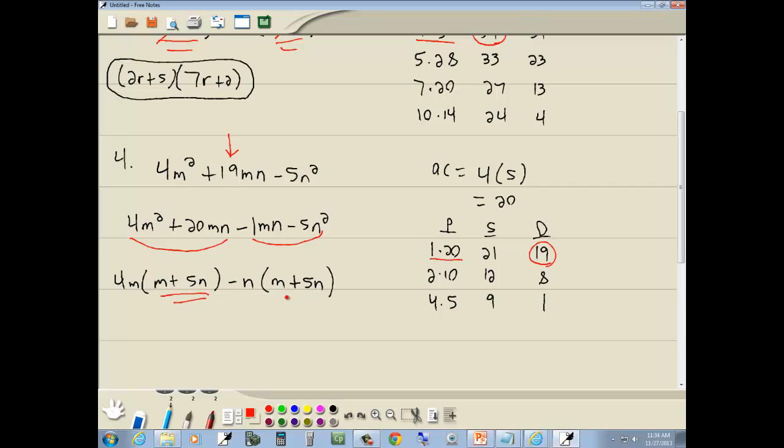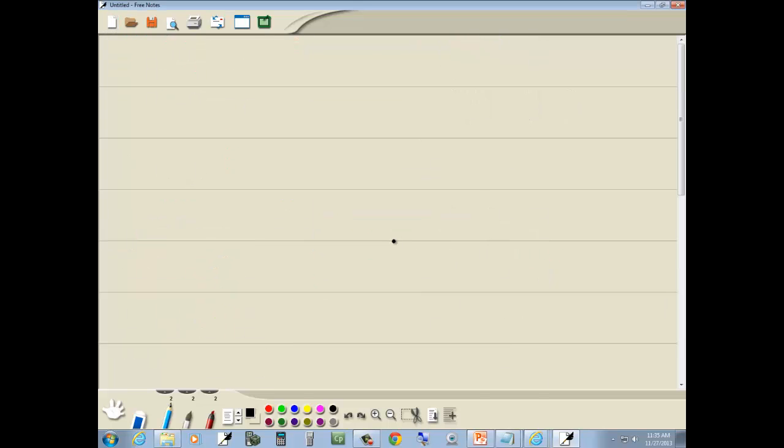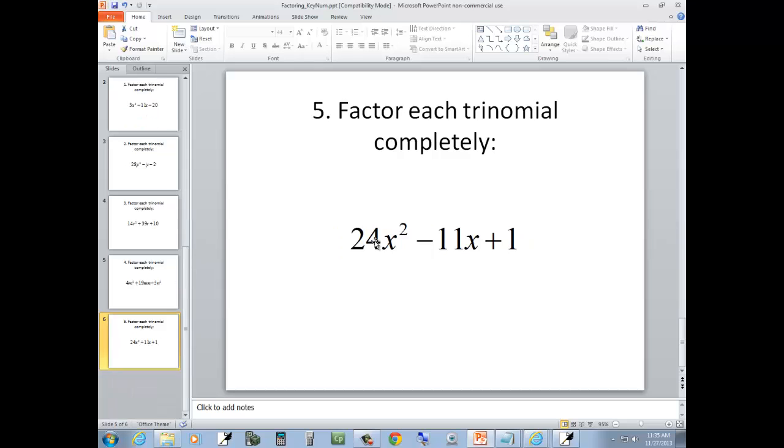The goal was to get the m plus 5n the same in these parentheses, I should say. So we'll factor that out in front. Now to decide what goes in your second set of parentheses, you can now cross out the m plus 5n's. And what isn't crossed out is what goes right here, which would be 4m minus n. And that's our answer. Start a new page. And let's look at our last problem.